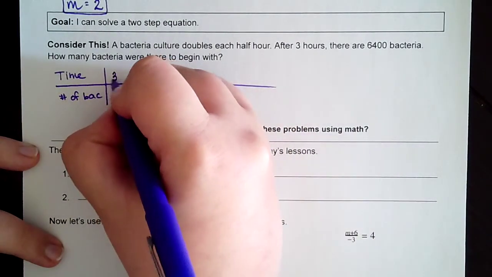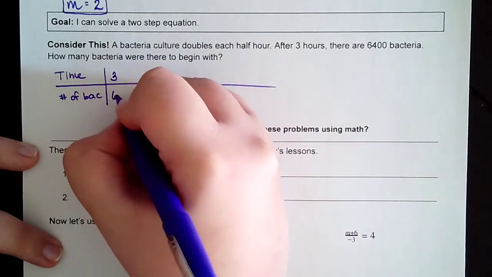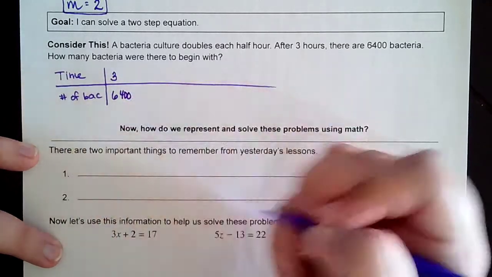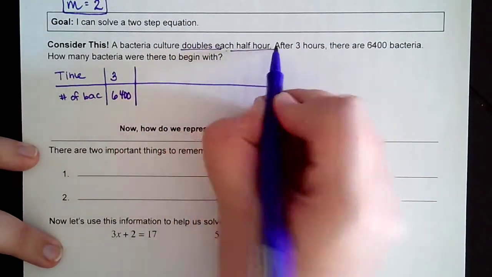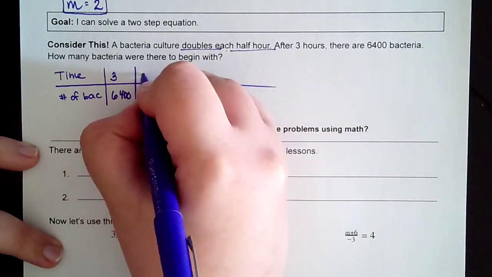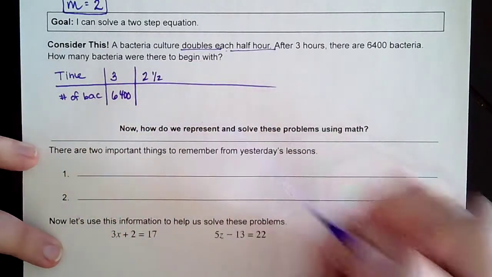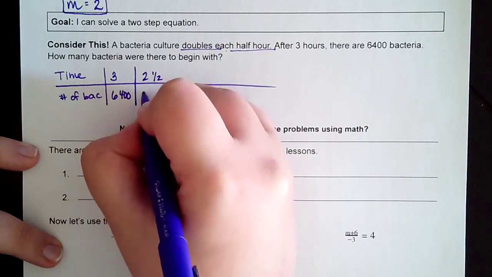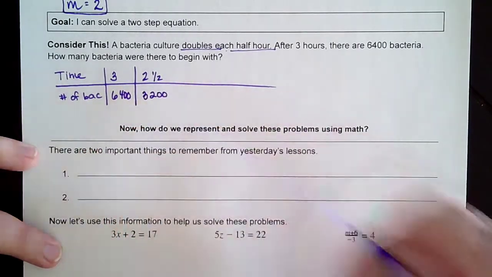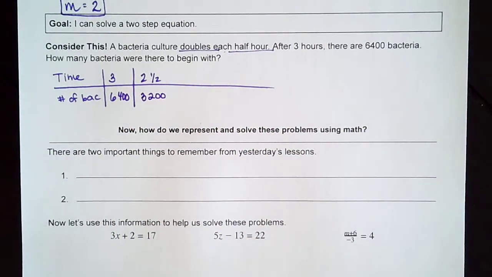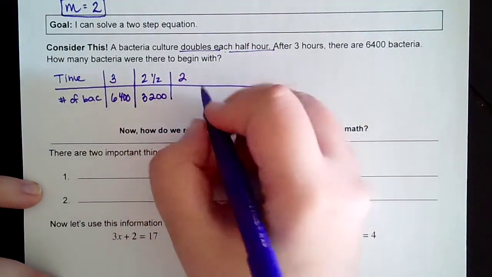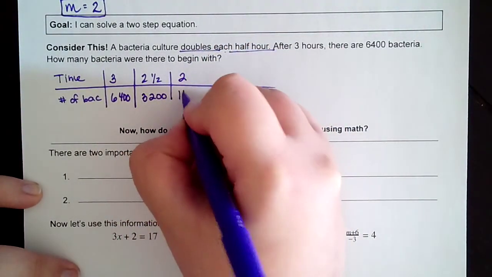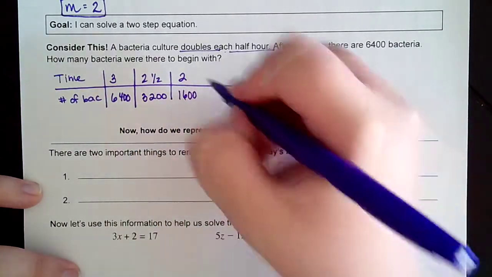I know at 3 hours, there were 6,400 bacteria. And it says that it doubles each half hour. So a half hour prior, at 2.5 hours, there was half the amount of bacteria, meaning there was 3,200. If I go back another half hour to 2 hours, there was half that many, meaning there was 1,600 bacteria.